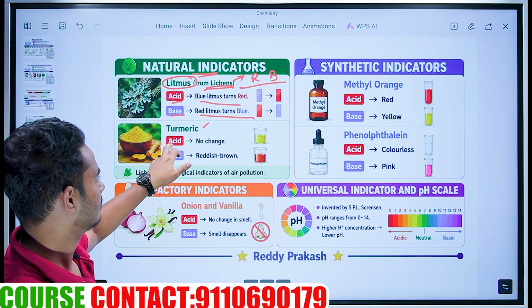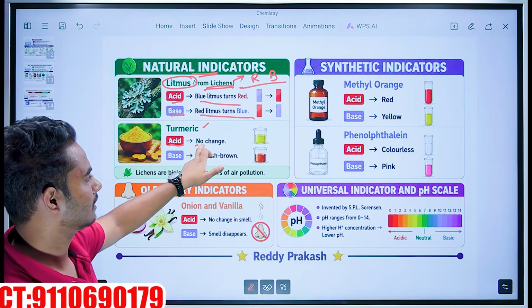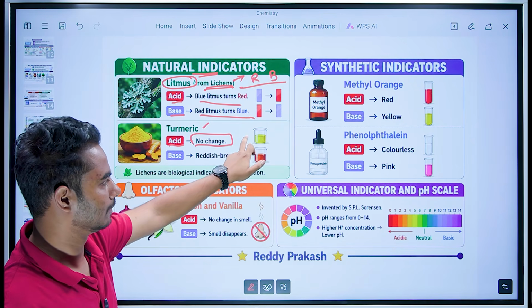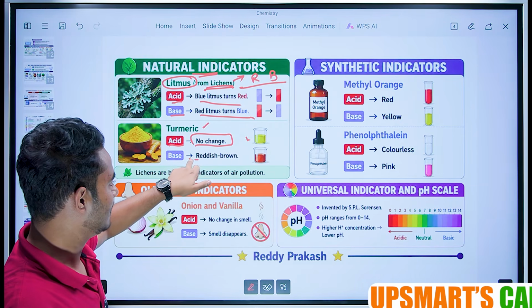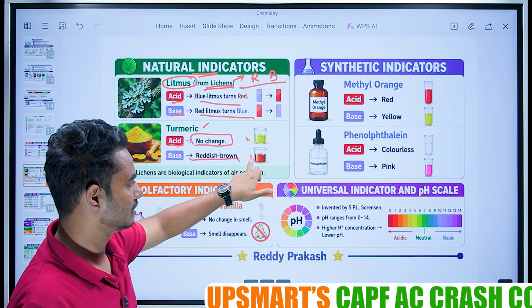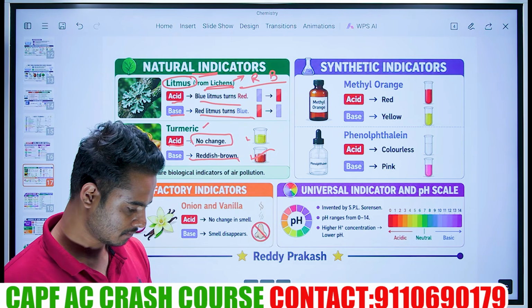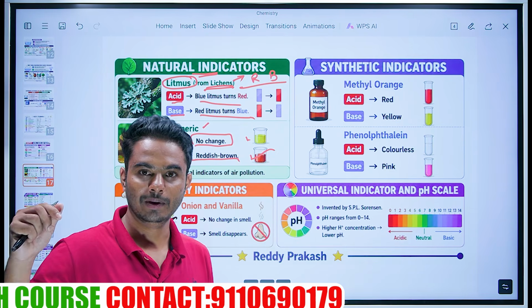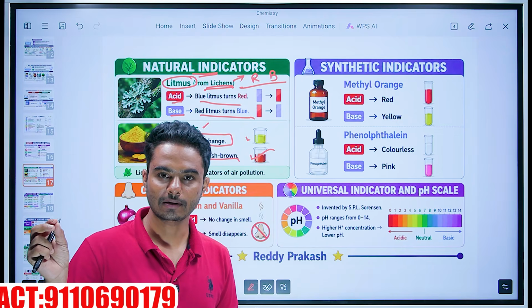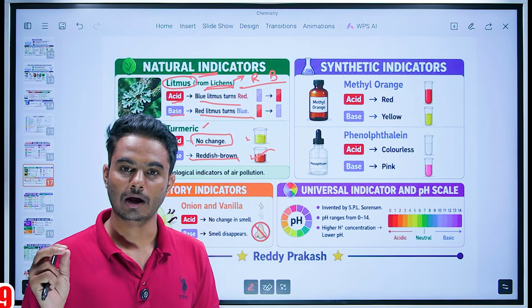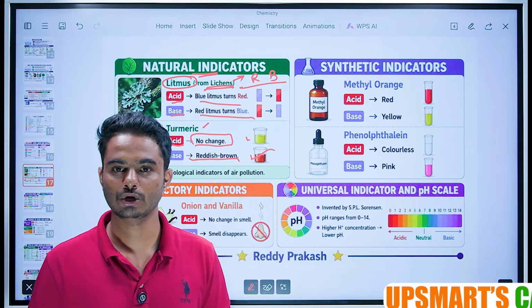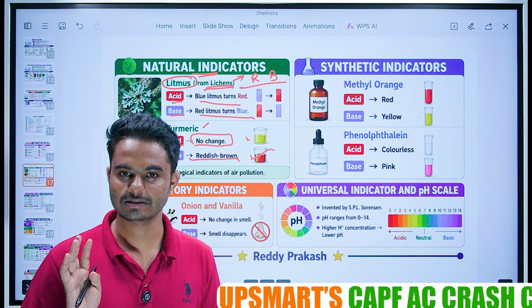When acid is put into turmeric, there will be no change in color. It will still be yellow. When a base is put into turmeric, it changes into brown color. You see, you make lemon rice. You add turmeric to it, and you add lemon to it. Can you observe a change in color? It still remains yellow, right?